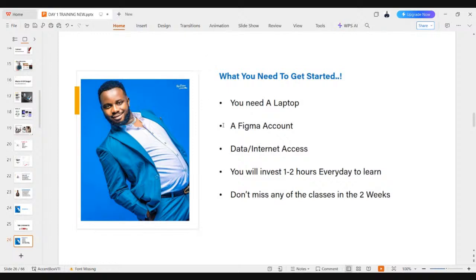All right, so you need a laptop, you need a Figma account, you will need data through internet access, because you have to come for the live classes. Then after the class, you go and practice what you have learned, right? You come for the live class. Another thing you need is you need to invest 1 to 2 hours every day in these 2 weeks to learn. We are digging the foundation you will build on to pursue a successful career in UI design. So you need to invest 1 to 2 hours every day to learn.